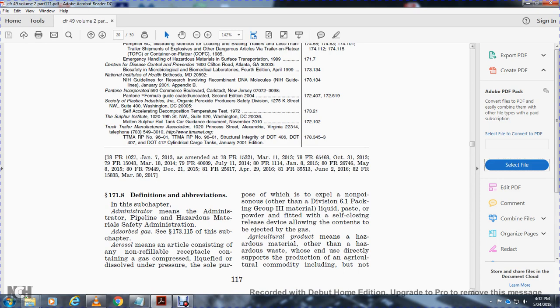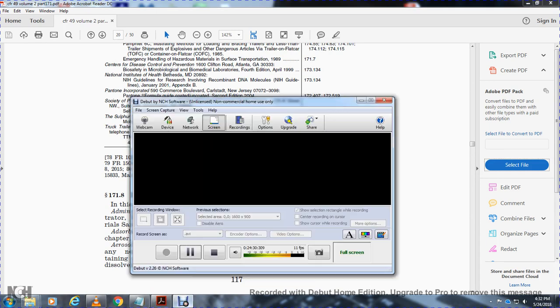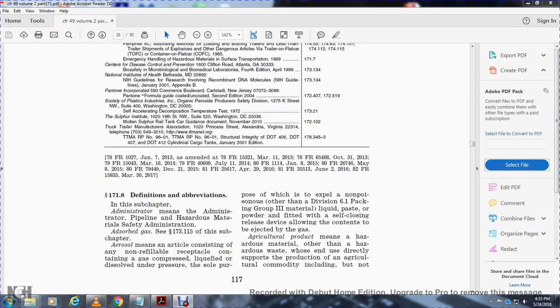All right. 171.8, definitions and abbreviations. Definitions and abbreviations in this chapter and subchapter. Administrator means the Administrator of the Pipeline and Hazardous Materials Safety Administration. Absorbed gas means see 173.115 of this subchapter. Aerosol means an article consisting of a non-refillable receptacle containing a gas compressed, liquefied or dissolved under pressure, for the sole purpose of expelling a non-poisonous liquid, other Division 6.1 Packing Group 3 material, fitted with a self-closing release device allowing the contents to be ejected.